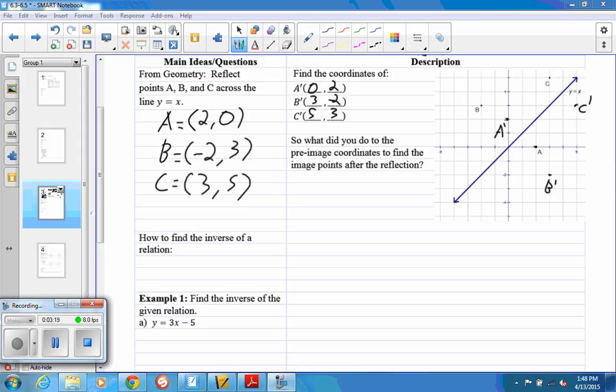So you did not call this inverse. You called this image or pre-image and translated image, right? You may call it pre-image and reflection or translation. You call them a lot of different things. You didn't call them inverses because they weren't functions. It was just a reflection. We're going to start talking about them as inverses. So to take the pre-image coordinates and find the image points after the reflection, we just switch x and y, right?